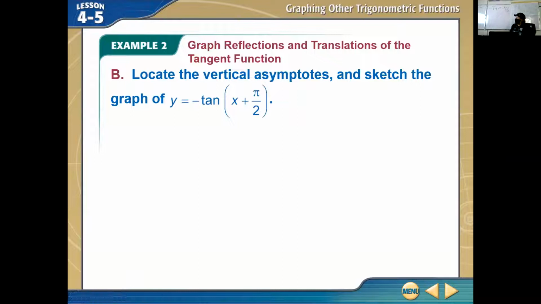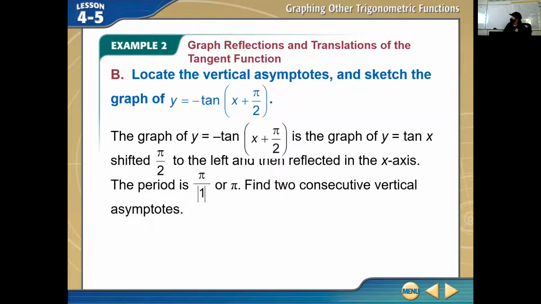So instead of our first two asymptotes being at negative pi halves and pi halves, it's going to be at negative pi and 0, because that's once we set what's on the interior there equal to 0. You can see that once we subtract pi halves from a negative pi halves, that gives you negative pi, and then pi halves minus pi halves gives you 0. So our period didn't change, it's still pi.